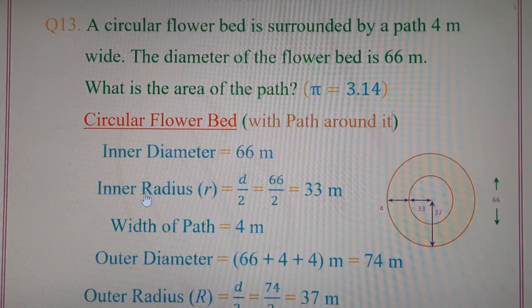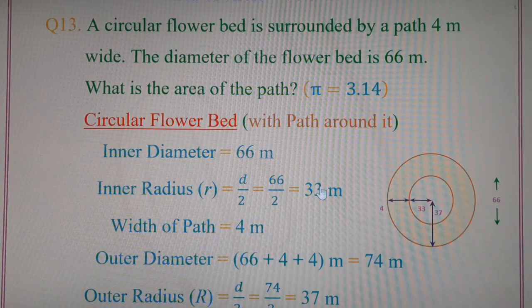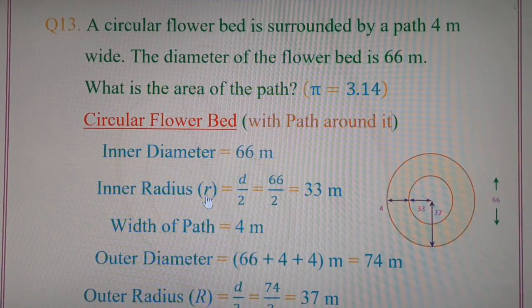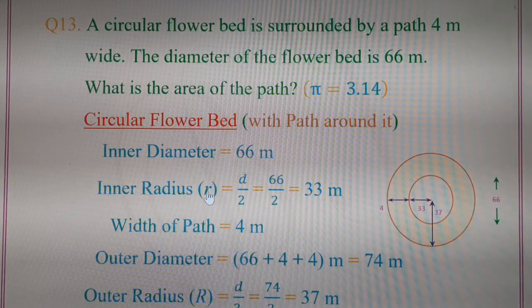First we'll calculate the inner radius, which is half of the diameter. Inner radius equals d upon 2, that means 66 upon 2. The answer will be 33. So inner radius is 33 meter. Inner radius is represented by small letter r, and outer radius will be written by capital R.